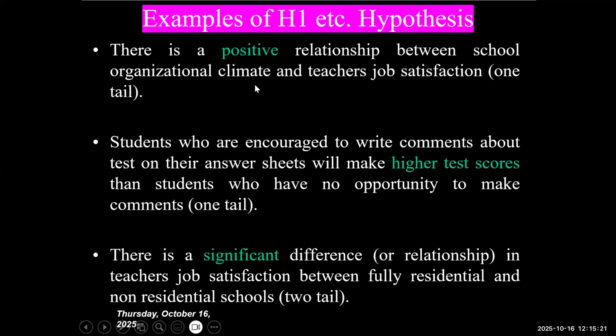So these are examples of the hypothesis, as I said earlier on. This one here says there's a positive relationship between school organizational climate and teachers' job satisfaction. Forget about the one-tail, the two-tails, and those things. Those are for statistical purposes. So what is it saying?